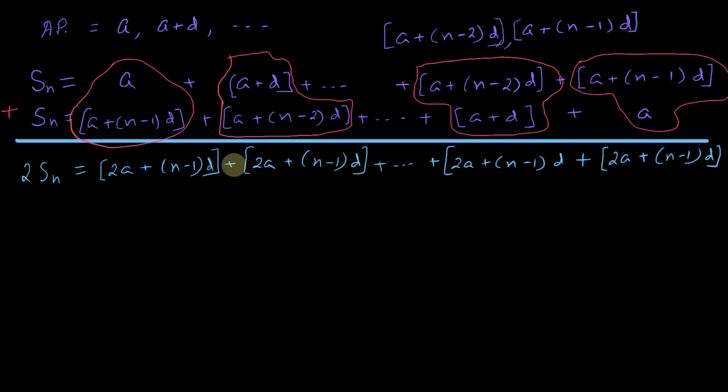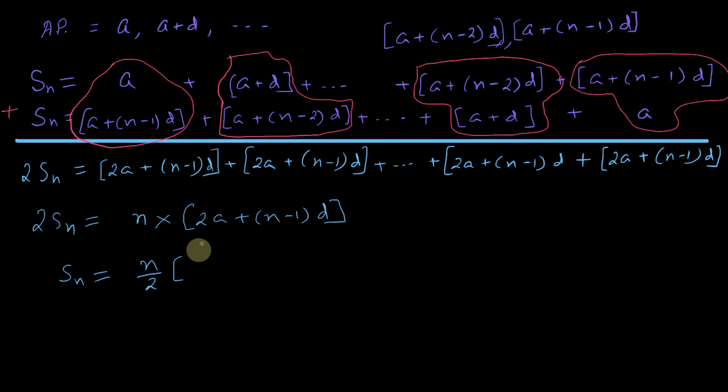And how many times does this term occur in this statement? It will be the same number of times as the number of terms in this AP, which is n. So we can say that 2Sn will be equal to n times this 2a plus n minus 1 d. Okay, so Sn comes out to be n upon 2 into 2a plus n minus 1 d.